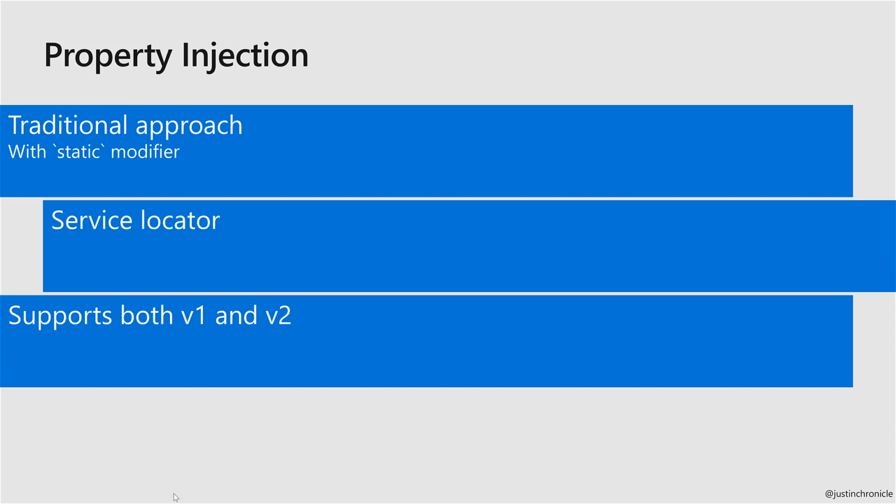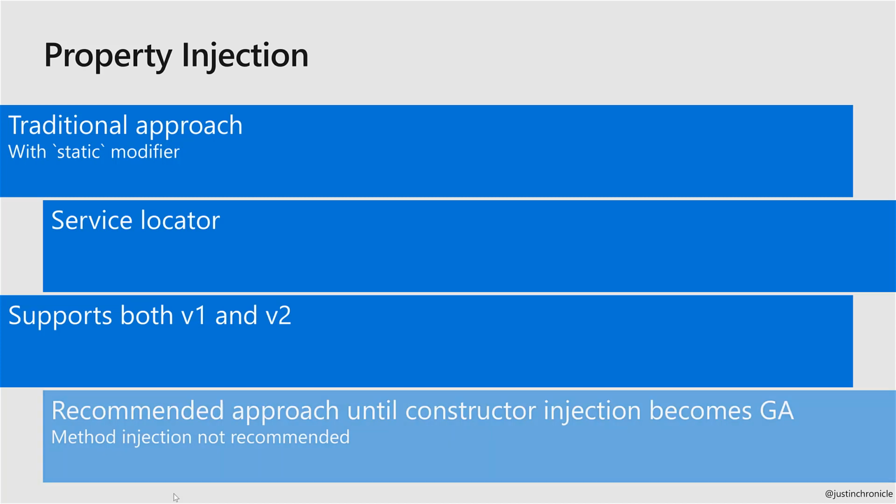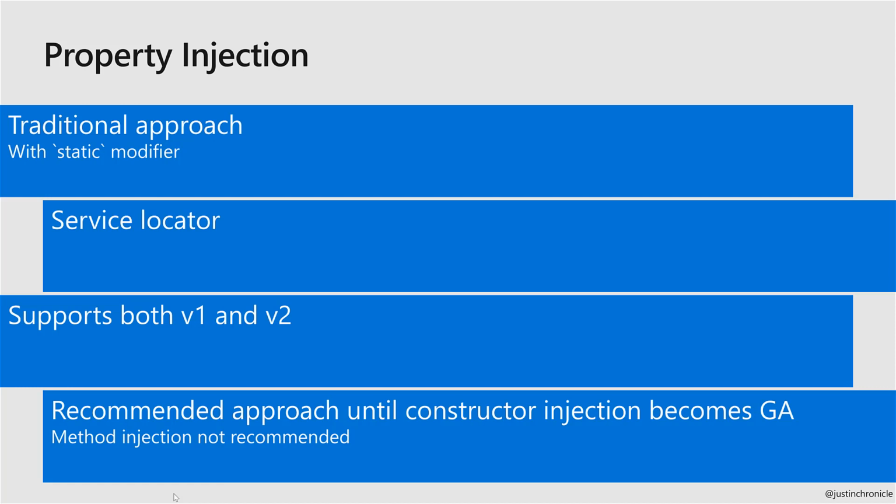Also, when you read the Azure Function team's blog posts and articles, they actually use the property injection method. So if you have a good eye, you will probably notice that they use property injection anyway. It's unofficial, but it's kind of a recommended approach. And this is a recommended approach until constructor injection becomes generally available.